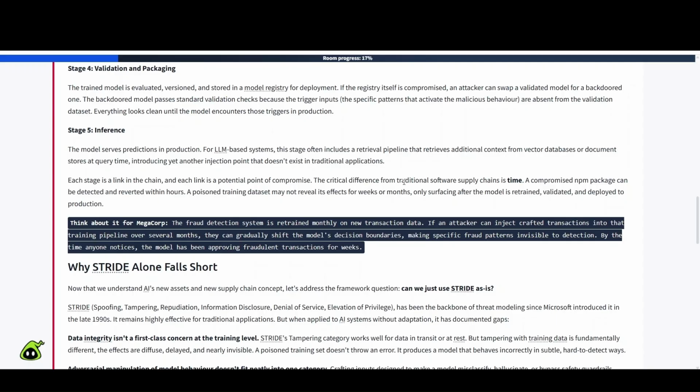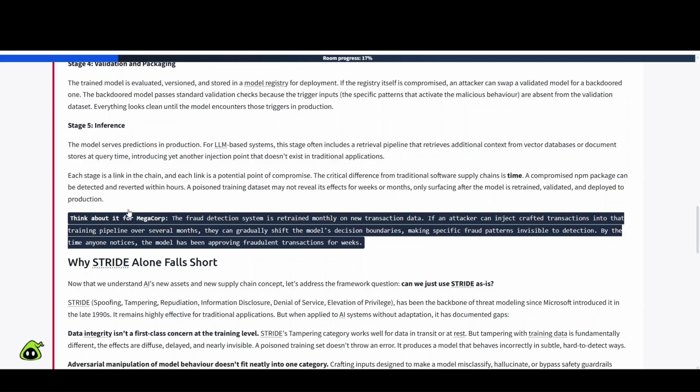The critical difference from traditional software supply chains is time. A compromised NPM package can be detected and reverted within hours. A poisoned training dataset may not reveal its effects for weeks or months, only surfacing after the model is retrained, validated, and deployed to production.